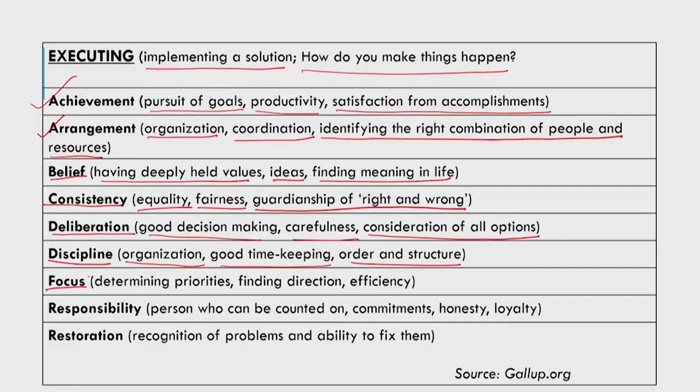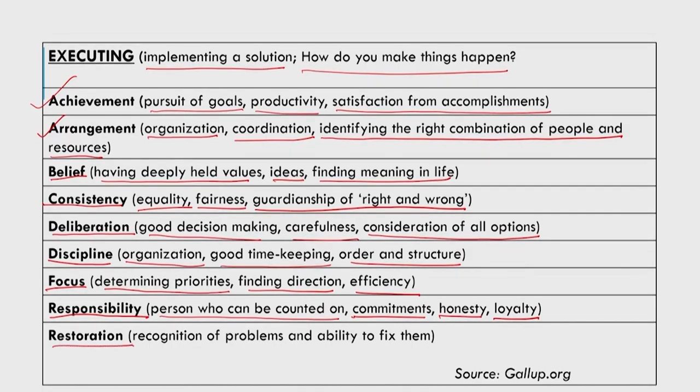Focus is another strength related to determining priorities, finding direction, efficiencies. Specific, very clear directions, and efficiently moving towards them. Determining priorities: what should be done first and what should be done later. Then comes a sense of responsibility, which is very important. Without responsibility, you cannot execute anything. Responsible people are people you can count on. They are committed, honest, loyal people. So, these are qualities related to responsibility, and for execution, these are very important strengths.